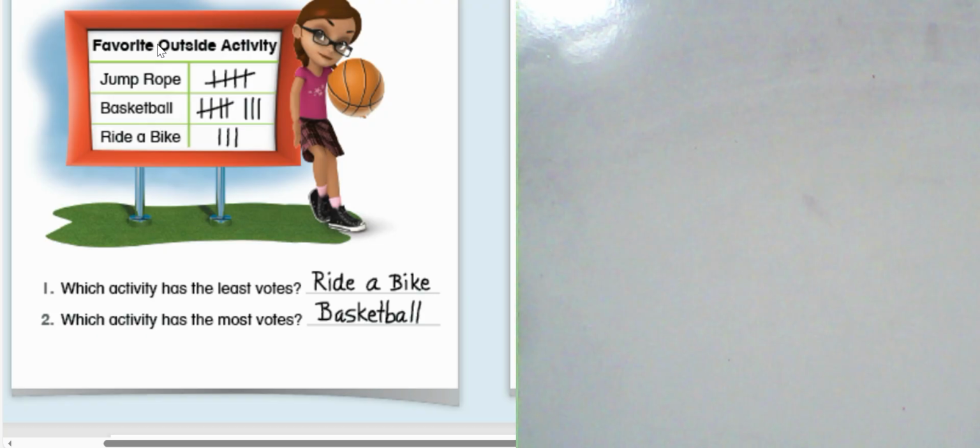You can ask your friend in class: jump rope, basketball, and read. The answer will be here 5. This is 5, 6, 7, 8, and here 3. Which activity is the least votes? Here it will be read. Which activity has the most votes? It will be basketball.